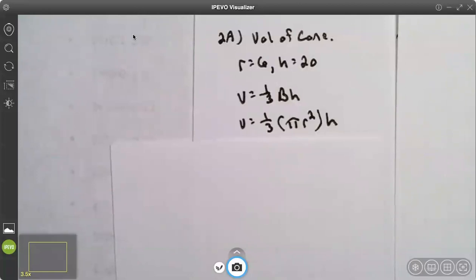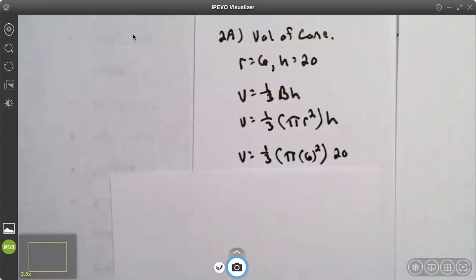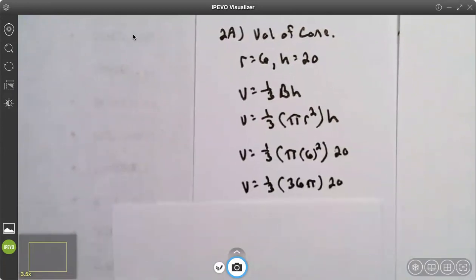Try 2A. Find the volume of a cone with a radius of 6 and a height of 20. I've written the formulas for you. First step is to plug 6 in for r, 20 for h. Next step is to square that radius. When you square 6, 6 times 6 is 36. If you have a scientific calculator, you can multiply 1/3 times 36 times pi times 20 in any order you want. If you don't have a scientific calculator, you could still multiply in any order you want.